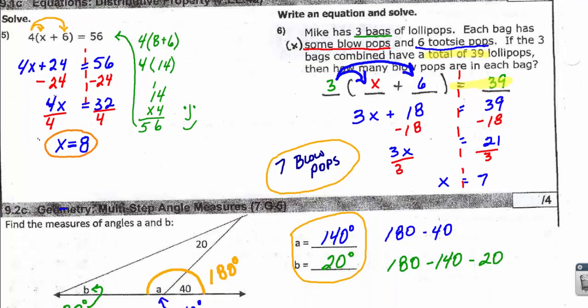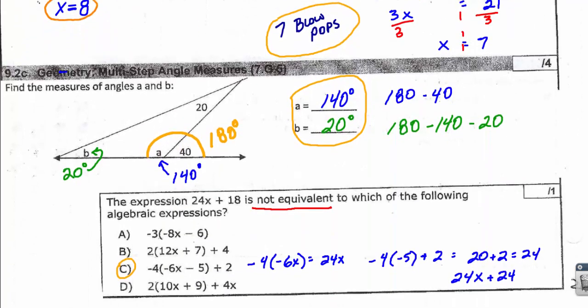All right, last problem. So we've got this figure, and we're asked to find the measure of angle A and the measure of angle B. Well, angle A is 140 degrees. We know that because this arc right here on a straight line shows 180. Take away the 40. Here's my work. 180, take away the 40, and you get 140 left over.